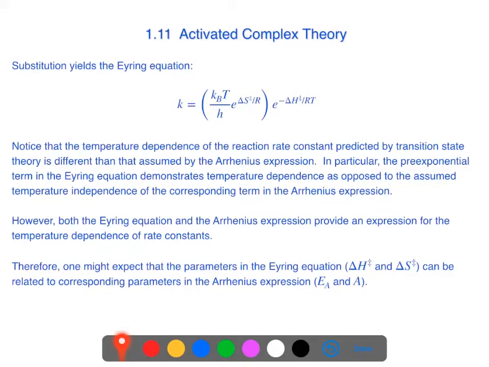As a result, one might expect that the parameters in the Eyring equation, specifically the change in enthalpy and the change in entropy upon reaching that activated complex, can be related to corresponding parameters in the Arrhenius expression, that is, the activation energy and the pre-exponential factor. So let's look at that in more detail.